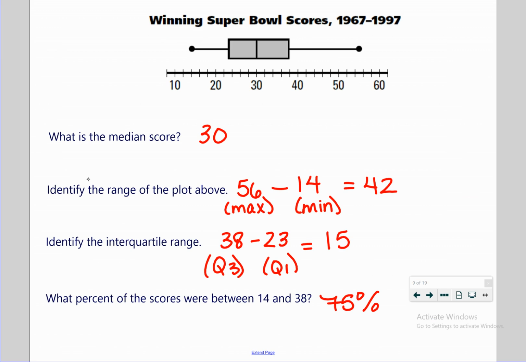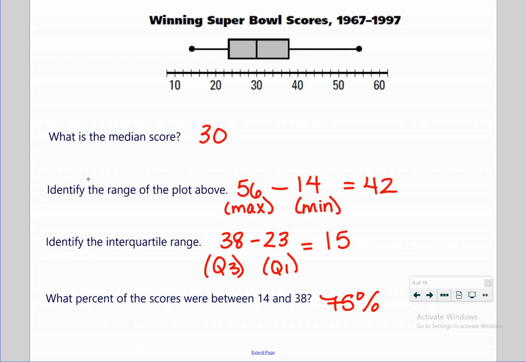These are approximated because we're trying to read off the number line there. So if you're within like 1 or 2 units of those answers, it's not necessarily a bad thing. The median is that line right in the middle of the box, 30. The range is your max and your min, highest minus lowest. We've practiced that a few times this chapter, so it's about 42.